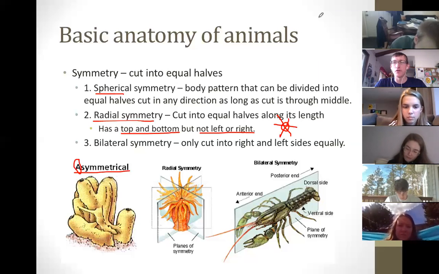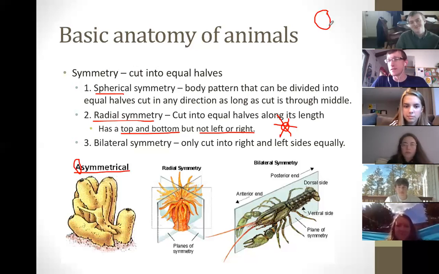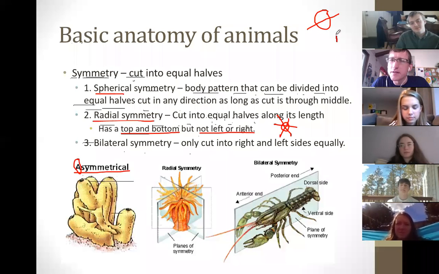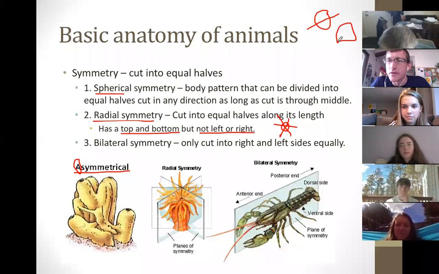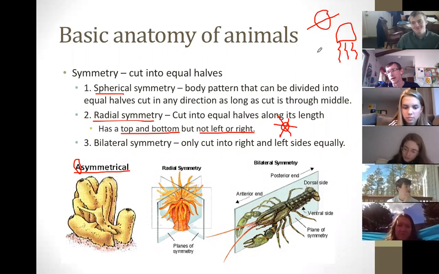This is going to be a bad drawing, I'm sorry. Oh my goodness, that's not even close to a circle. All right, this is the view of the top of a jellyfish. It doesn't matter how I cut that jellyfish, I'm going to get half a circle and half a circle. Now this is the view of the side of a jellyfish. Wow, that's a good jellyfish. Now I can't necessarily cut him any way. He definitely has a top and a bottom. I can't cut him this way and get a mirror image, or this way and get a mirror image. I only have to go from the top. So when an animal is a circle, you're talking about radial symmetry.